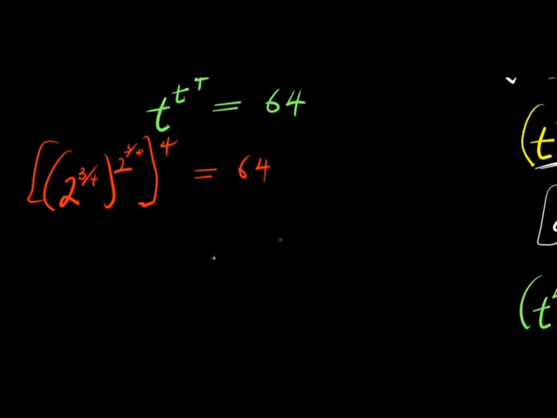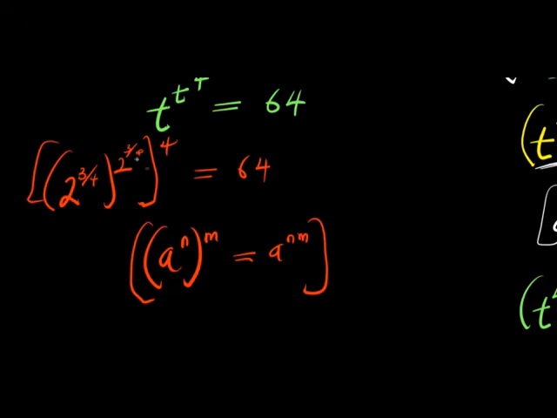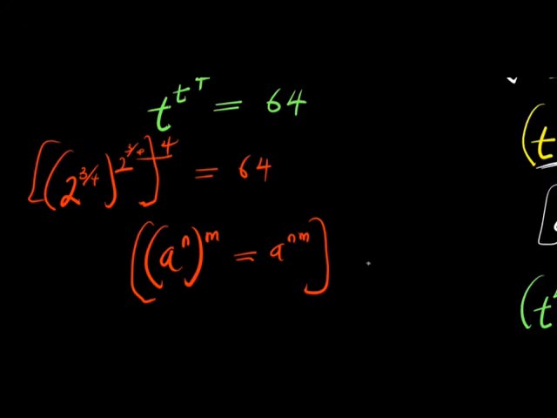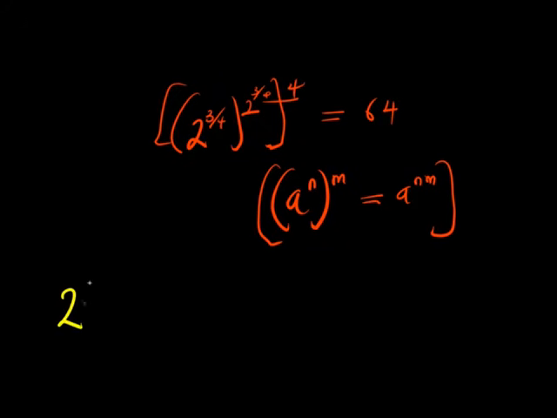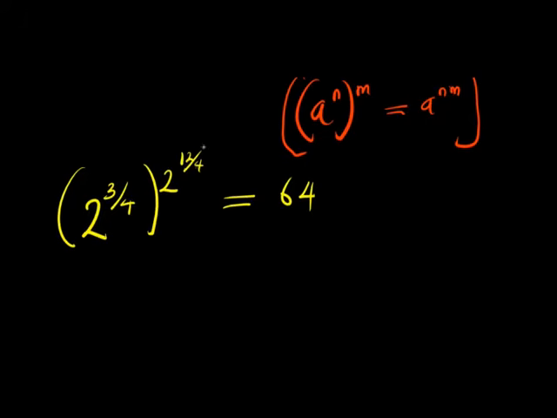And if you have a to the power of n raised to the power of m, that equals a to the power of n times m. I multiply this out, I will simply have 2 to the power of 3 divided by 4, raised to the power of 2 to the power of 4 times 3, 12 divided by 4, and this equals 64. And 12 divided by 4 is 3. I have 2 to the power of 3 divided by 4 raised to the power of 2 to the power of 3, and this equals 64.